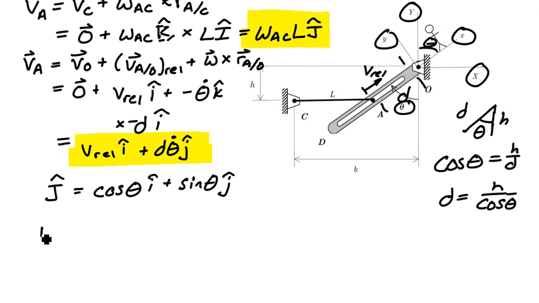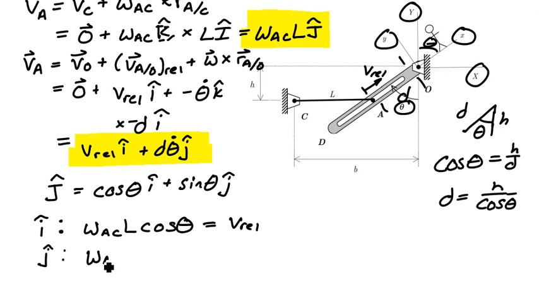So now what am I going to have? Well, if I equate the two terms for the velocity of point A, and I look in the little i direction, substituting in the capital J into the original expression, I'll have that omega AC times L times the cosine of the angle theta is going to equal v rel. And if I look in the little j direction, I'm going to have omega AC times L times the sine of the angle theta is equal to d times theta dot.